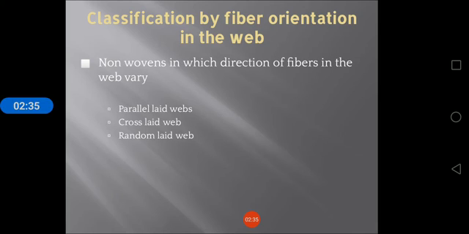Classification by fiber orientation in the web. Fiber orientation basically depends upon three types. Normally, the directions of the fibers in the web vary from parallel laid, cross laid, and random laid webs.